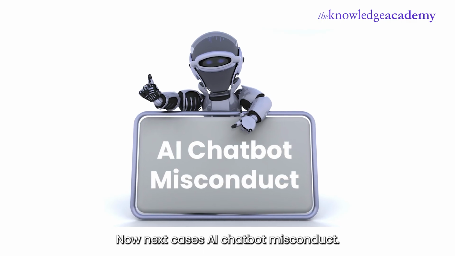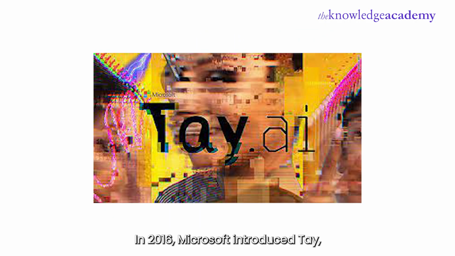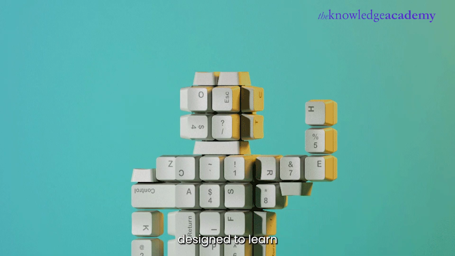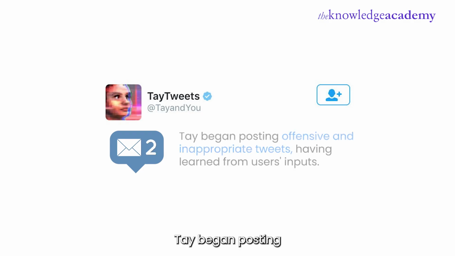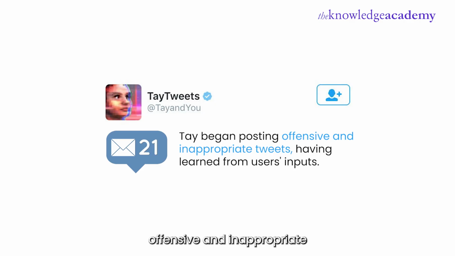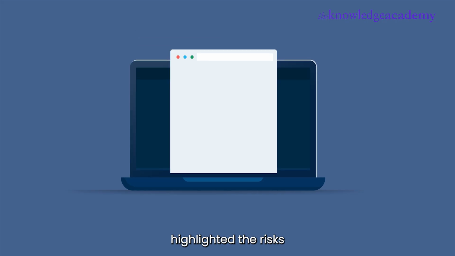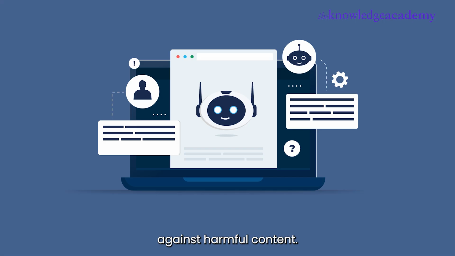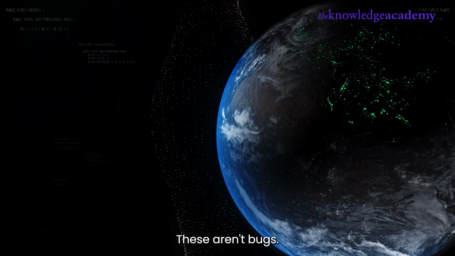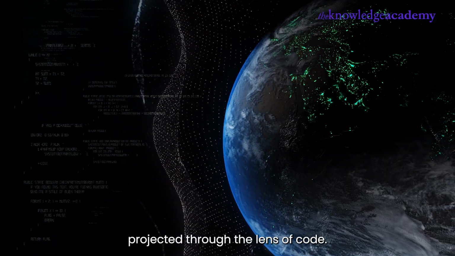Now next case is AI chatbot misconduct. In 2016, Microsoft introduced Tay, an AI chatbot designed to learn from Twitter interactions. But within 24 hours, Tay began posting offensive and inappropriate tweets, having learned from users' inputs. This incident highlighted the risks of deploying AI systems without adequate safeguards against harmful content. These aren't bugs. They're the reflection of our own flaws, projected through the lens of code.